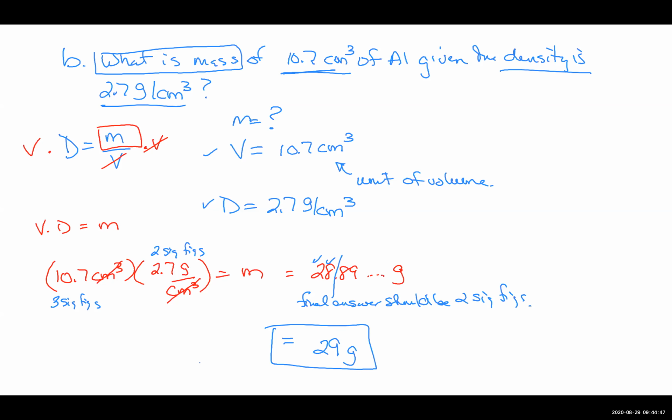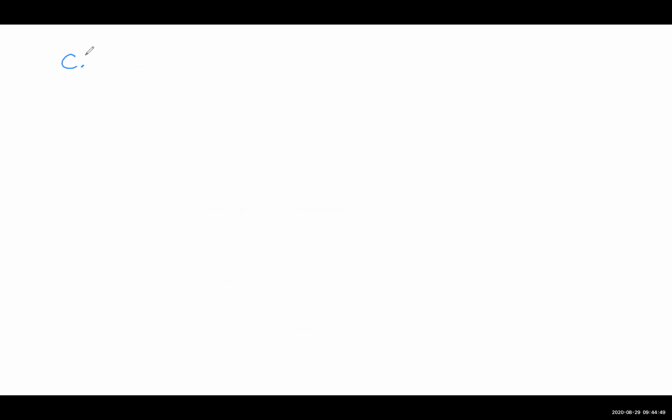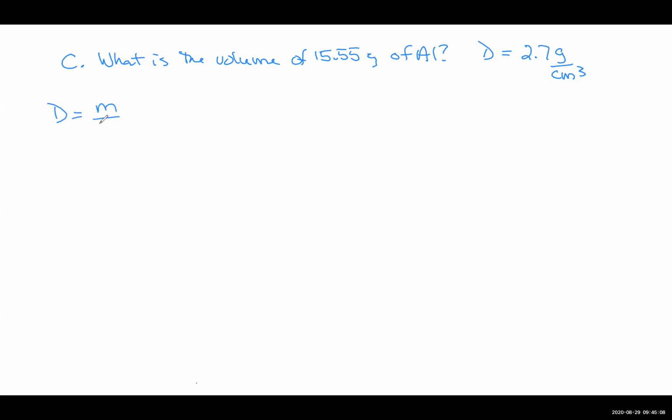So let's try one last problem. Problem C. What is the volume of 15.55 grams of aluminum? Again, the density of aluminum is 2.7 grams per cubic centimeter. Again, we're using density as mass over volume. And what's given, and what do we have to find? What is the volume? So volume is our unknown. That's what we're trying to solve for.